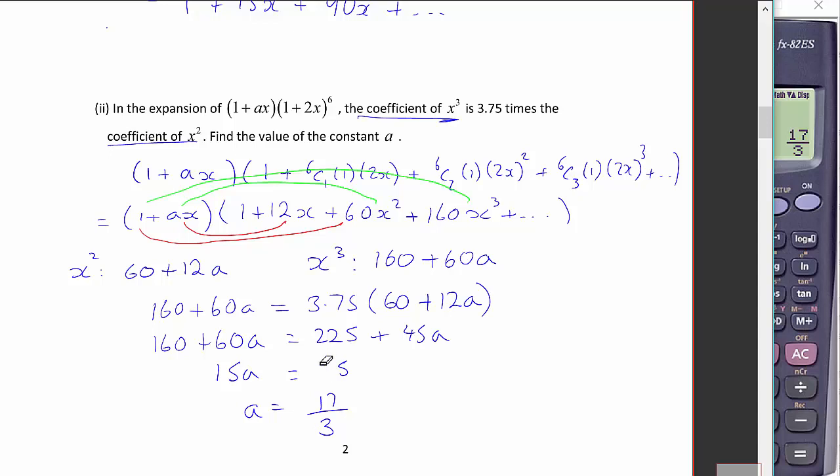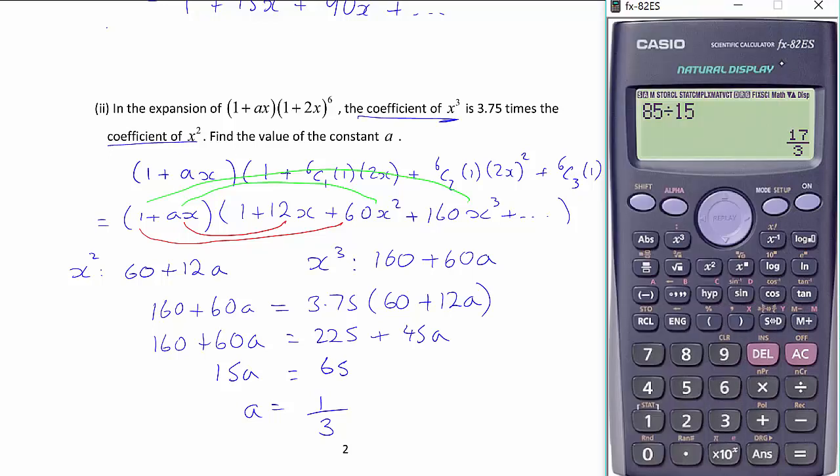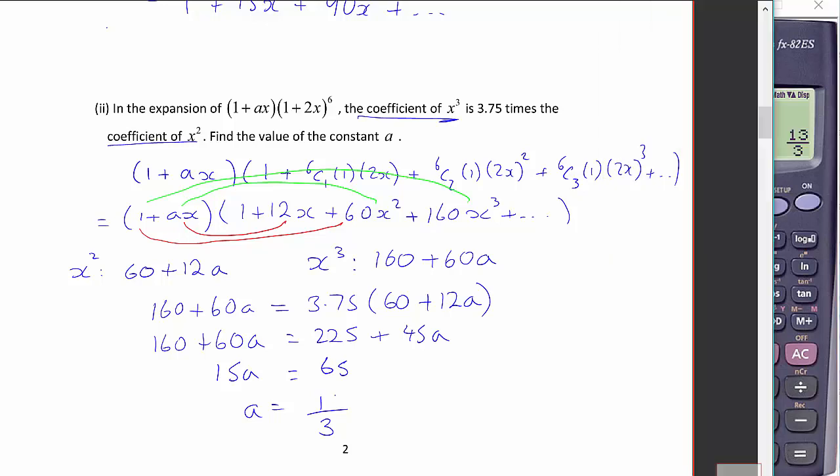And that's not quite right, is it? It was 65. 225 take away 160. And I think that's 14 over 3. I'll just check. 65 divided by 15. 13 over 3. It's easy to make a silly mistake, so just always be careful.